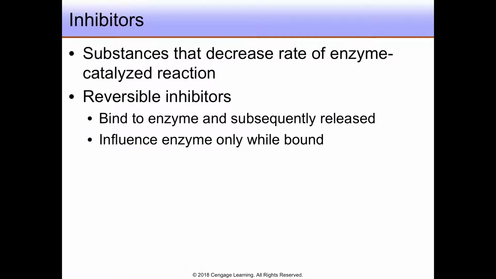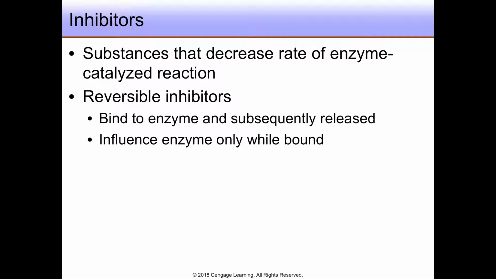You'll want to keep in mind that the main types of inhibitors that we will consider are those that operate as a normal function of the cell. These are reversible inhibitors in that they only bind temporarily and can alter an enzyme's function only while bound. Once the inhibitor is released, the enzyme can resume its normal function.